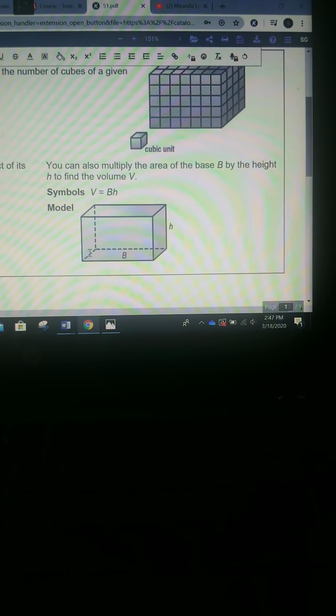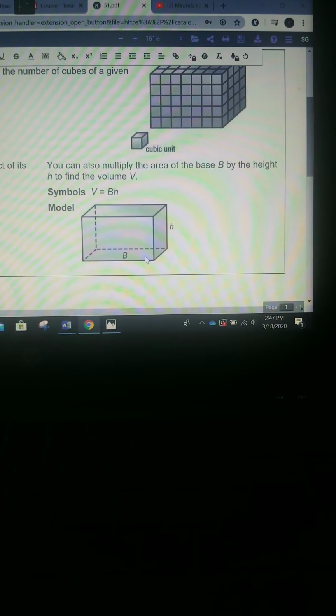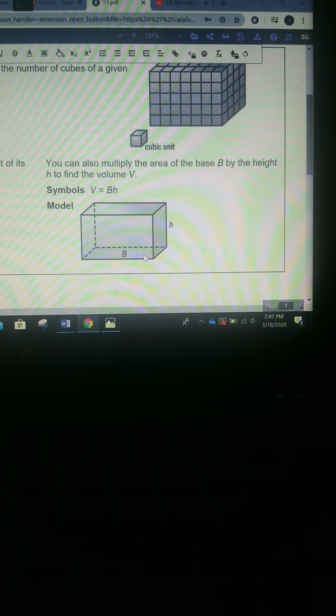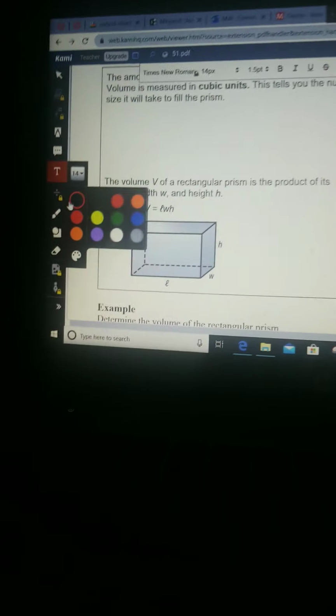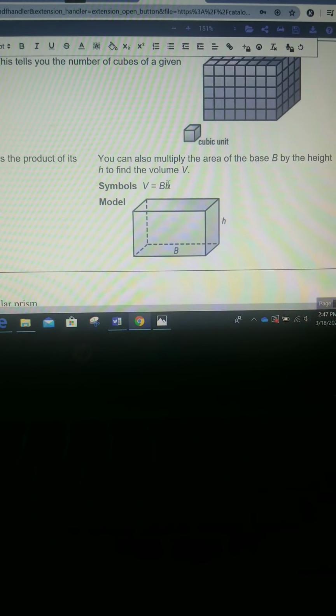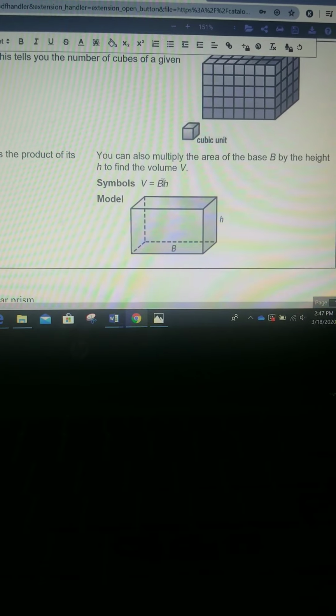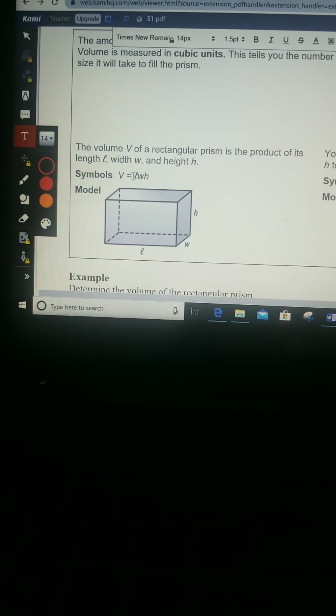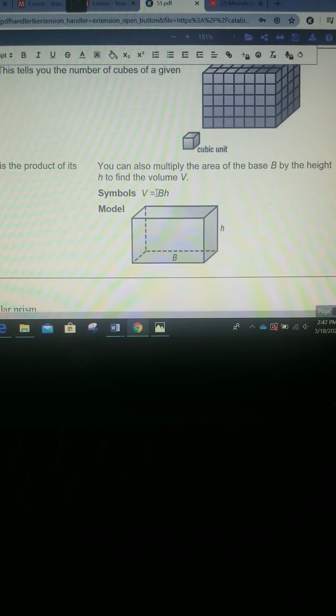In this instance, the area of our base is a rectangle, and in order to find the area of a rectangle, you do length times width. That's why this formula, length times width, and this big B right here are the exact same. The only difference is here they're giving you all three dimensions, and here they're expecting you to know what the base of your figure is.